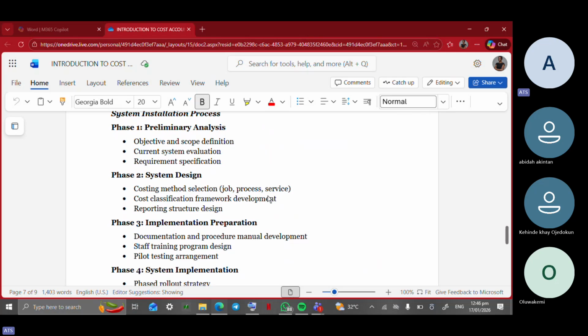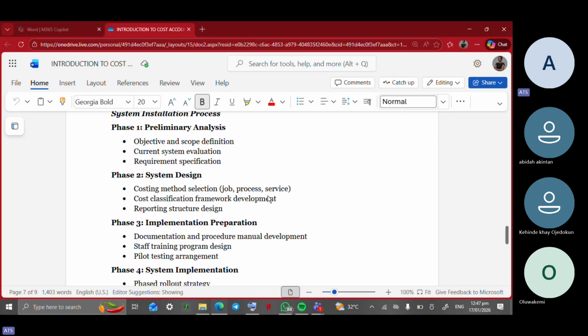Then you go ahead to design. First you determine the costing method. As I mentioned earlier, we're going to talk about this in detail later. You have different methods of costing, depending on the industry you operate in, the type of product or service that you render, and how you make these products. That will help you select the costing method that is appropriate for you.